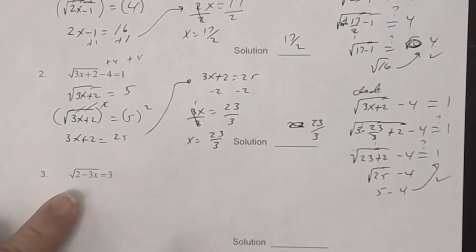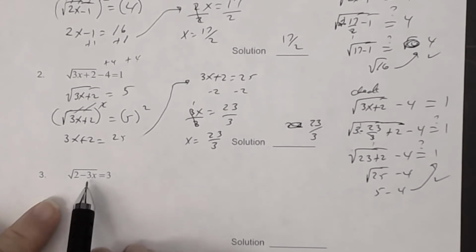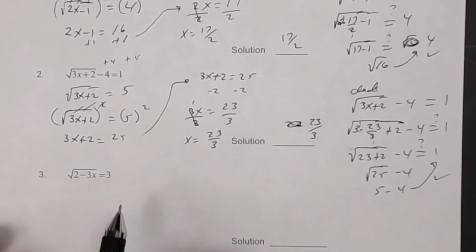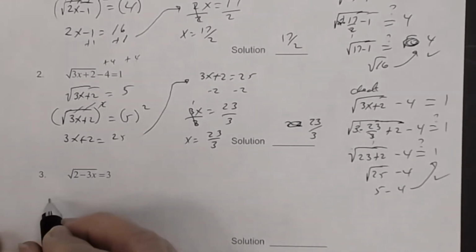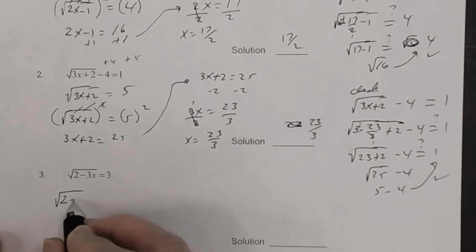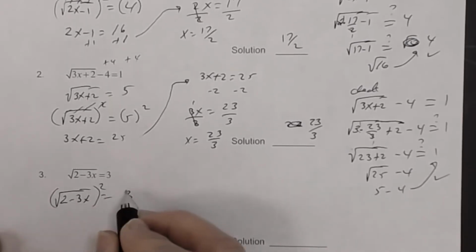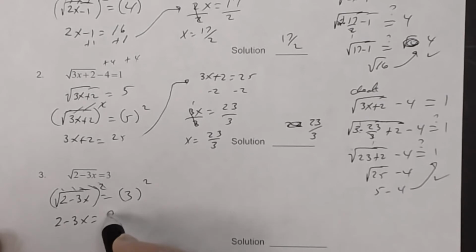All right, next one. Notice that the square root's already by itself, so what's the next step? How do you do this algebraically? Yes, you're going to raise both sides to the second power since my index is 2. So I'm going to go ahead and rewrite this over. So I get the square root of 2 minus 3x equal 3. So I'm going to square both sides. And the square and the square root undo each other. So you get 2 minus 3x equal 3 times 3, which is 9.